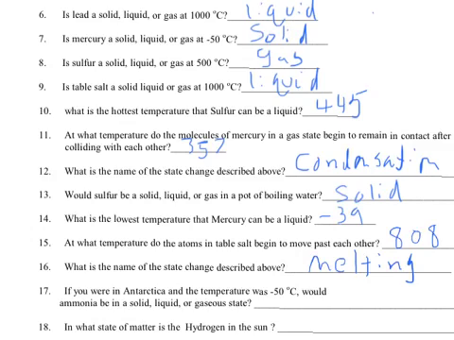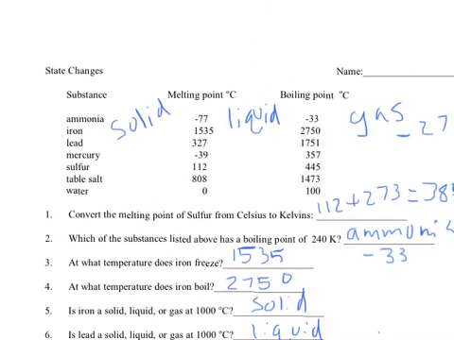If I was in Antarctica and the temperature was -50, would ammonia be a solid, liquid, or gas? So let's go take a look at ammonia. Here's ammonia. It's -50, and -50 is in this region. -50 is colder than -33 and warmer than here. So in this case, ammonia would be a liquid.